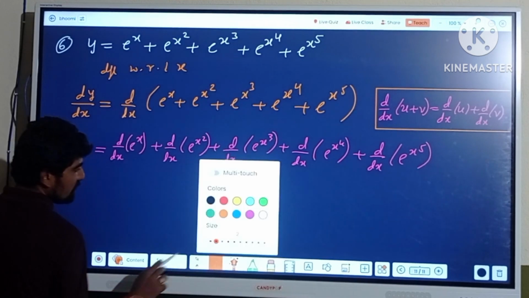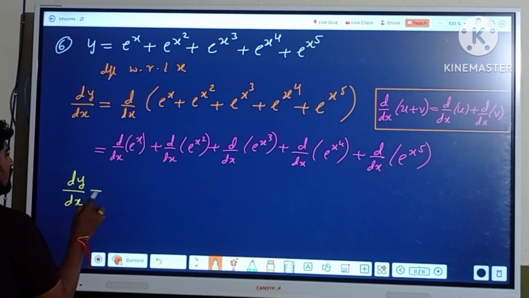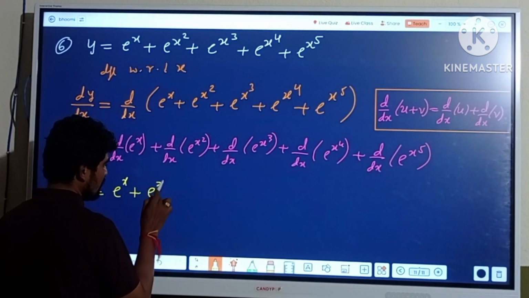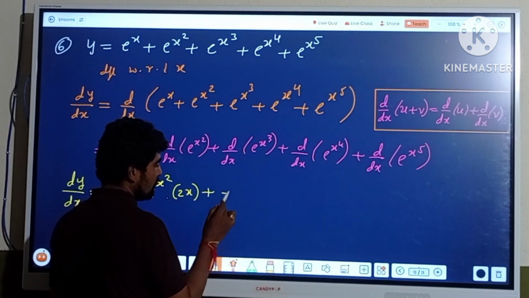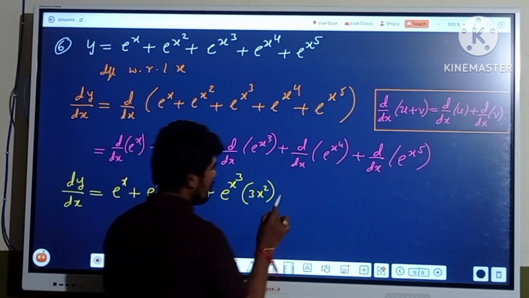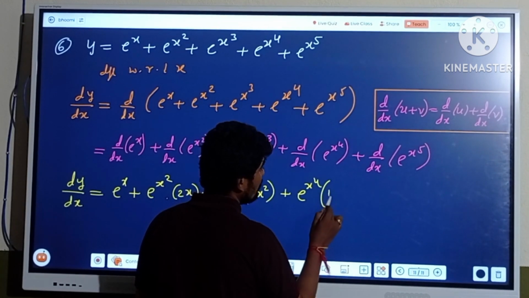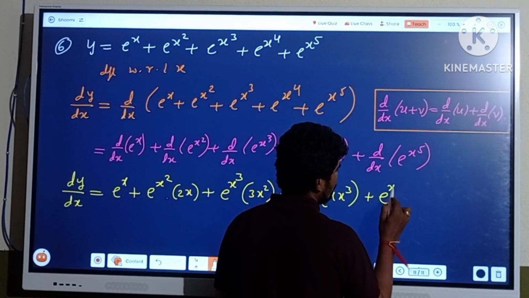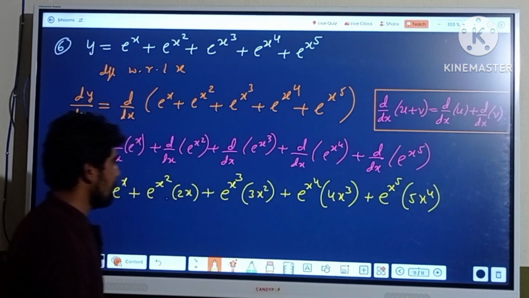So therefore the required dy by dx equals: the derivative of e power x is e power x, plus the derivative of e power x square is e power x square into the derivative of x square, which is 2x, plus the derivative of e power x cube is e power x cube into 3x square, plus the derivative of e raised to x raised to 4 is e raised to x raised to 4 into 4x cube, plus the derivative of e power x raised to 5 is e power x raised to 5 into 5 into x raised to 4.